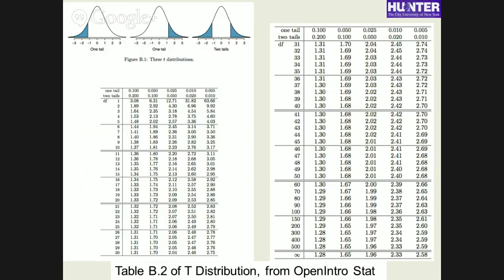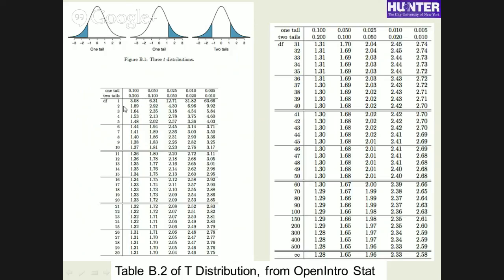This is from your textbook, the OpenIntro Stat book, and this is a table of the t-distribution. Here's what the t-distribution looks like. It gives you a 1-tail and a 2-tailed probability. And you'll notice that the 1-tailed version is always half the probability of the 2-tailed version, because you're looking at one of these shaded areas, either the left or the right, instead of both.